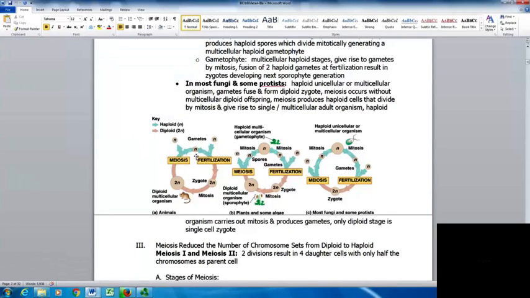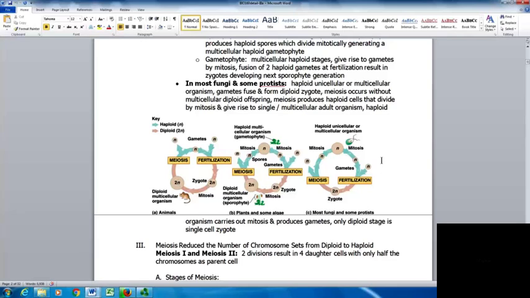These remain single-celled. You'll never see a multicellular sperm in an animal or a multicellular egg. These will fuse to undergo fertilization and produce the zygote. The zygote is going to undergo mitosis to make the diploid multicellular organism. This is the dominant stage of their life.